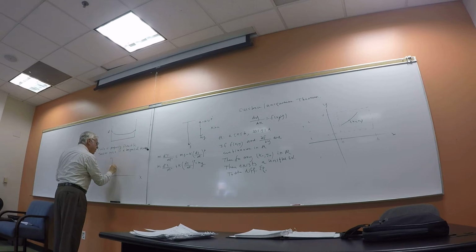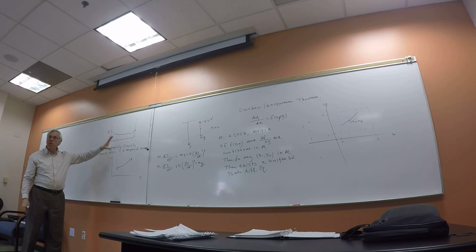Well, what does that look like? Basically, I've got something that looks like this. We'll call that endpoint B and call that endpoint A. Okay? So AB is a section of the cable.